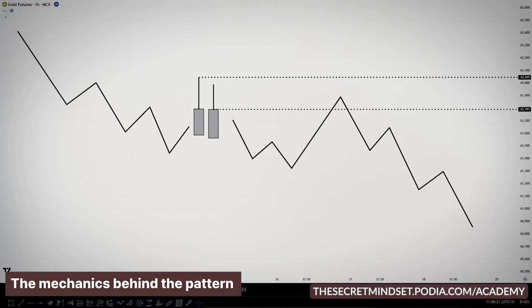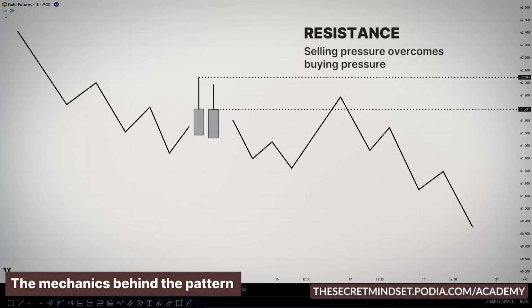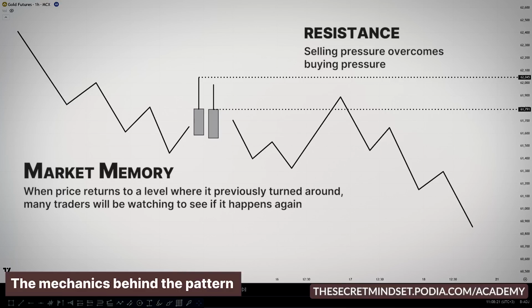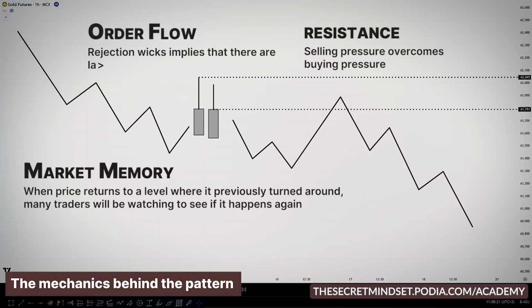To really get this strategy, you need to understand what's happening in the market. First, we have resistance. The rejection block acts as a resistance level. In price action trading, resistance is where selling pressure overcomes buying pressure. Then we have market memory. Traders often remember important price levels. When price returns to a level where it previously turned around, many traders will be watching to see if it happens again. Then we have order flow.